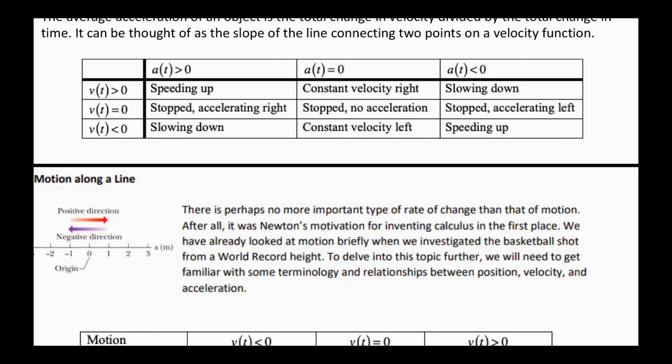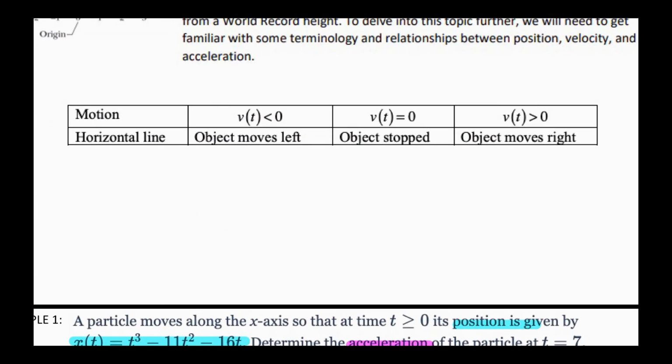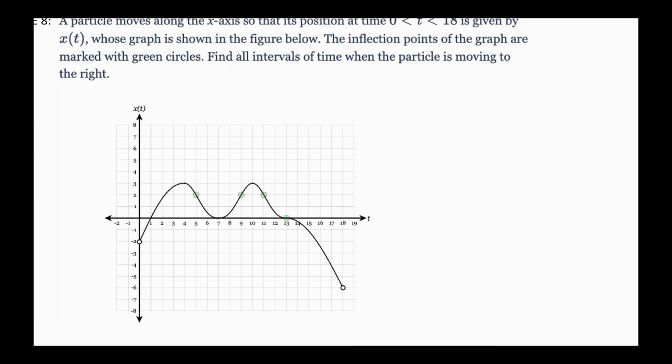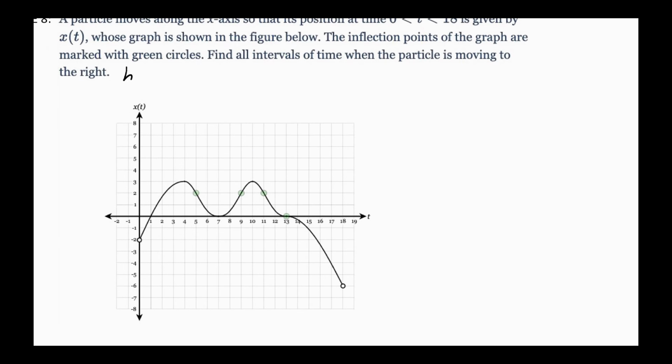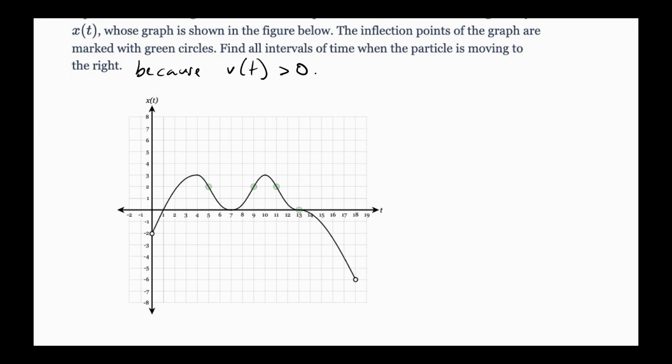When we're looking for movement right or left, we're going to go down here to the motion one. That's where we're going to go. So when the object moves right, all that means is velocity is positive. So we're looking at the graph. Where is velocity going to be positive? Let's go back down to the graph. Where is velocity? Because v of t is positive.